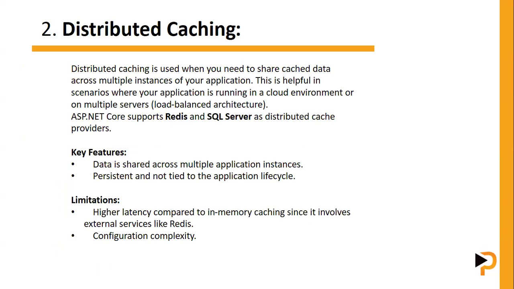Next one is distributed caching, which is used when you need to share the cache data across multiple instances of your application. This is helpful in scenarios where the application is running in the cloud or on multiple servers, such as a load balancing architecture. ASP.NET Core supports different kinds of APIs or techniques for it, like Redis and SQL Server.